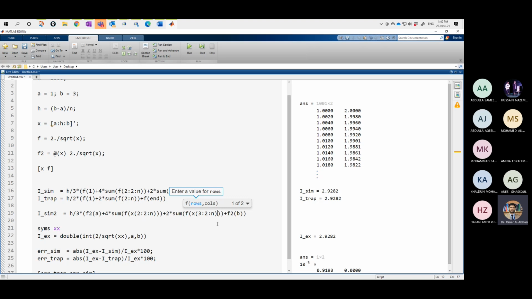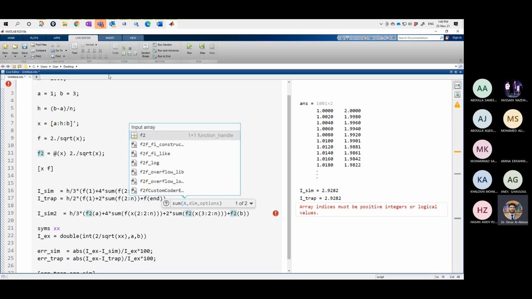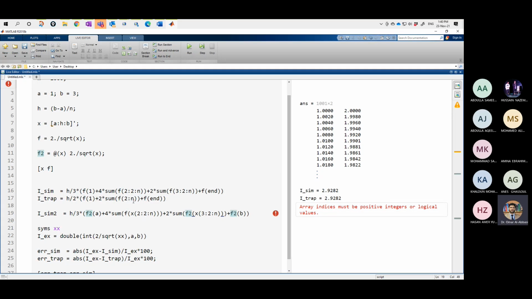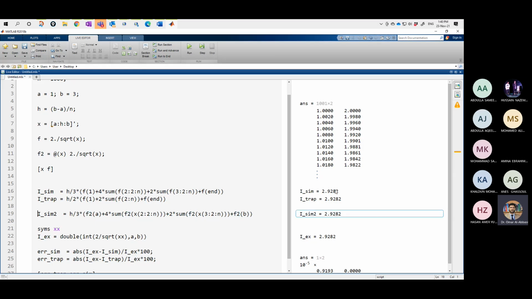Guys, this is the only difference we need to make. Let's run that code. Oops, that should be F2, and that should be F2 as well, because F2 is a function. Let's see. That is something using a function, and that is something using a vector. Is it clear, guys? The difference between having a vector and having a function.